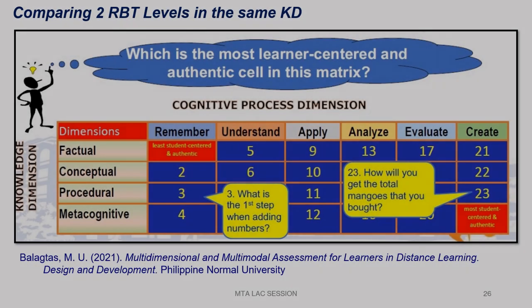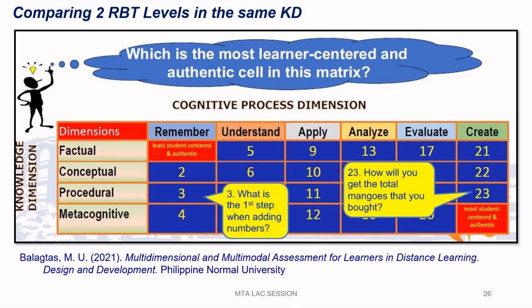Let us take a look at the example. Item number 3 is remember procedural, while item number 23 is create procedural. Item number 3 and item number 23 are both procedural in terms of knowledge dimension, but they are in different levels in terms of cognitive process dimension. So as you can see, once again, number 3 is remember procedural and 23 is create procedural.